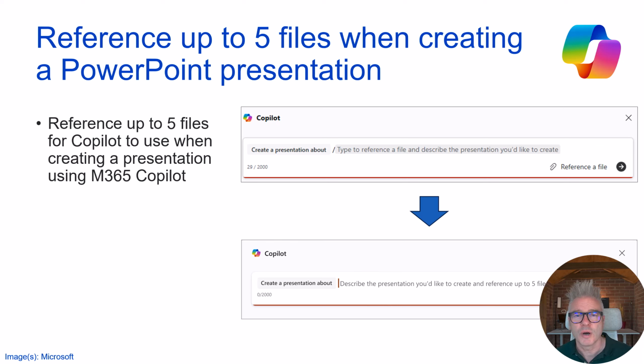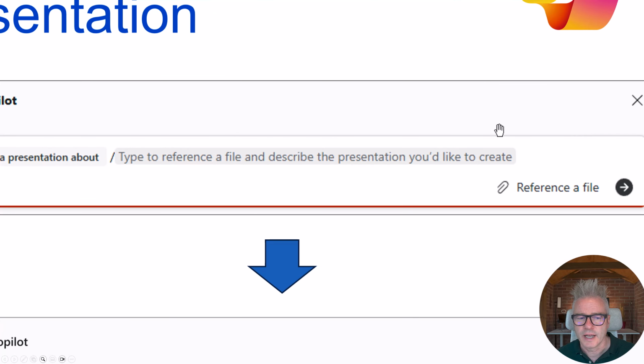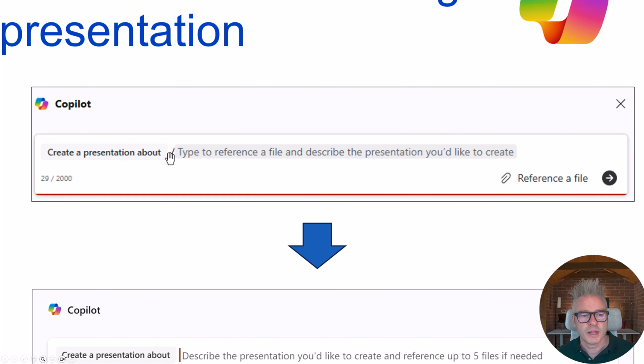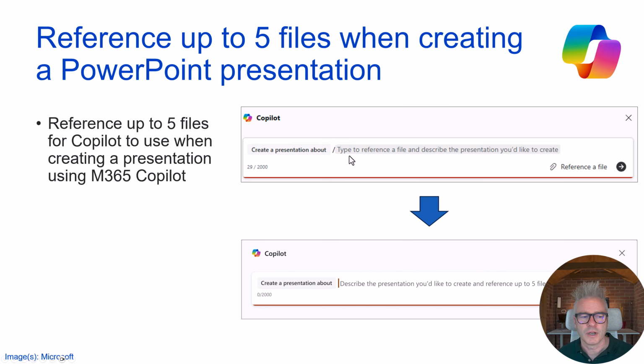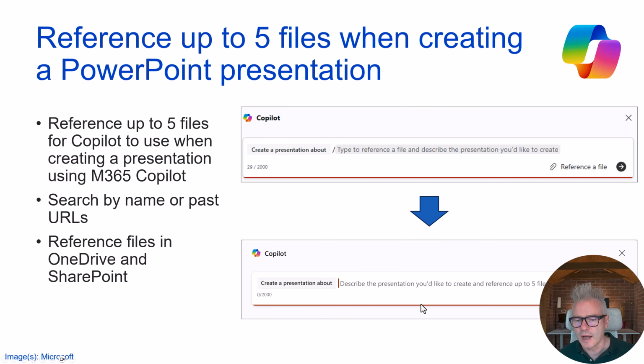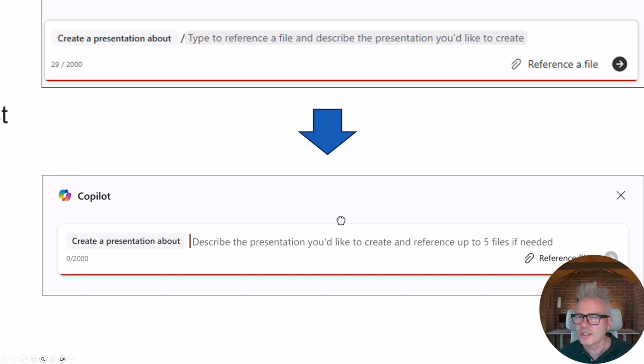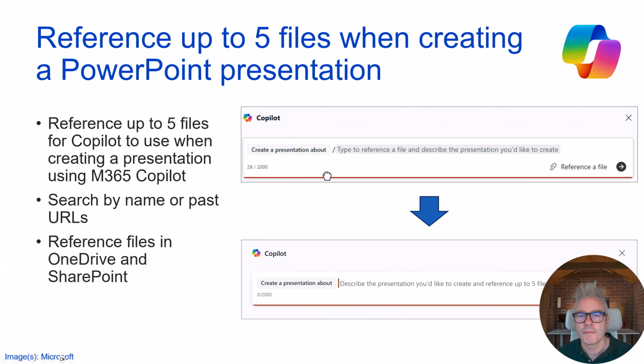Now, reference up to 5 files when creating a PowerPoint presentation. So in the past, let's zoom in on this a little bit. You can see here that we do a slash and we can reference a file to describe what we'd like to create. So now we can look at the slight change in wording actually. Describe the presentation I'd like to create and reference up to 5 files. So it might be that you're just pulling together a few pieces of work, and I think that'd be quite nice.